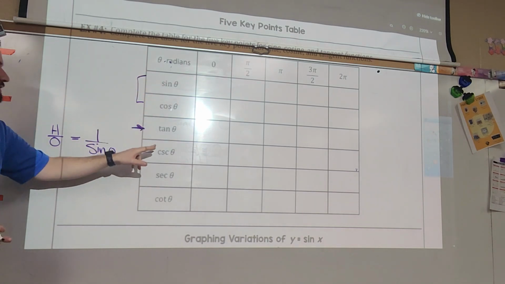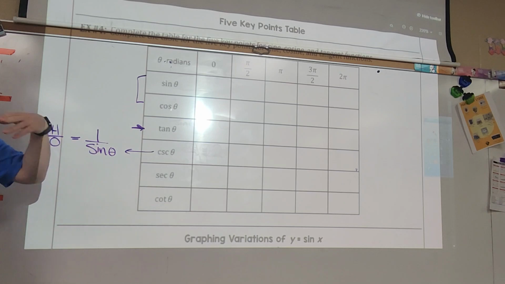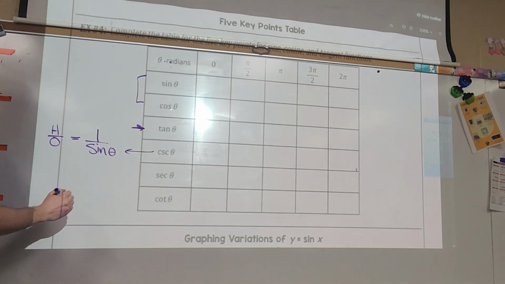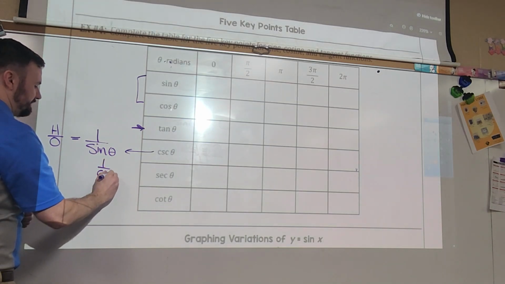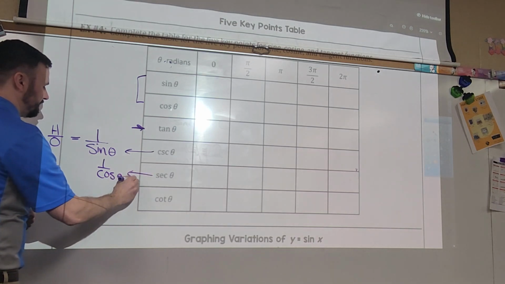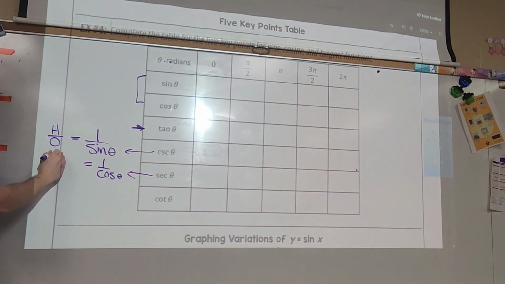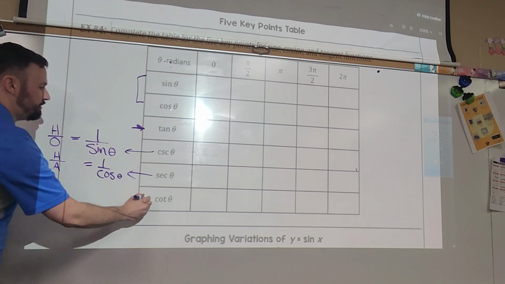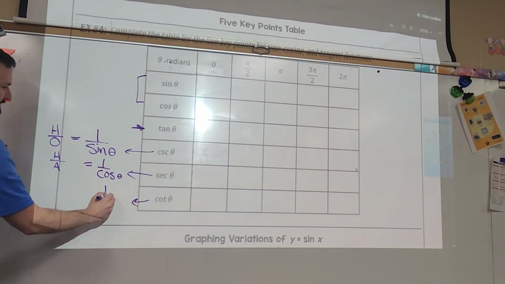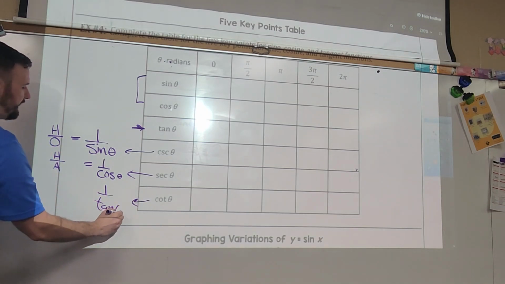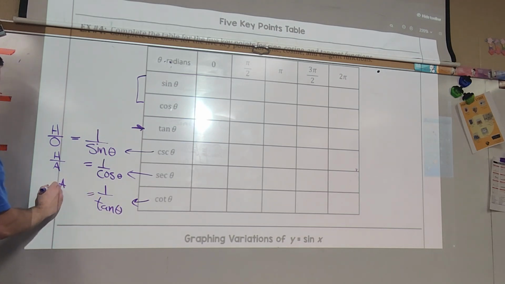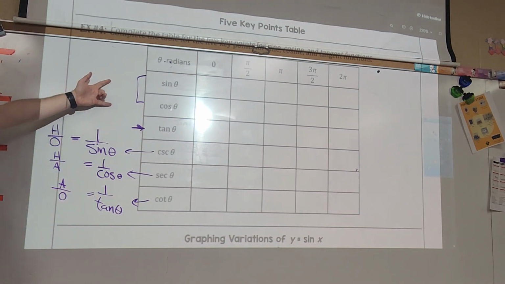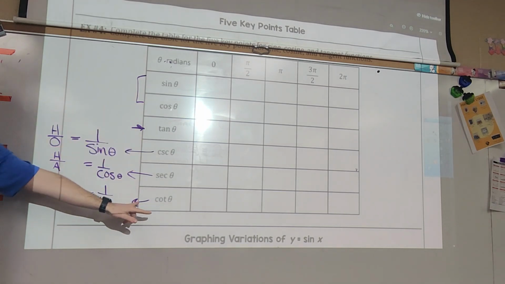It's really frustrating because cosecant goes with sine and secant goes with cosine. I know that's counterintuitive. So that would be h. We're going to deal with that when we do identities. And then what do you think cotangent is? 1 over tan, which would be a over o, right? So if I know these, you flip them to find these.